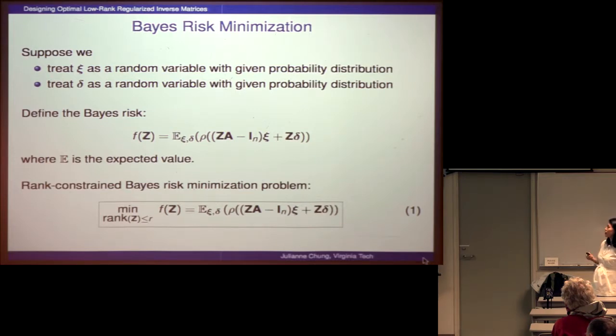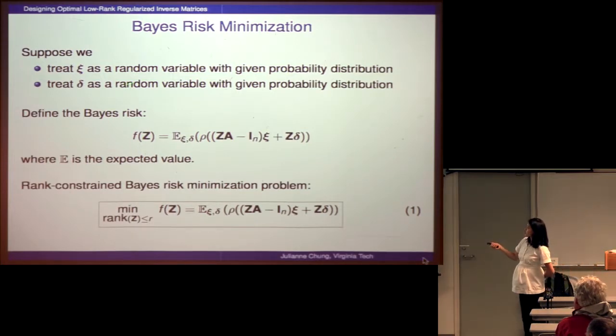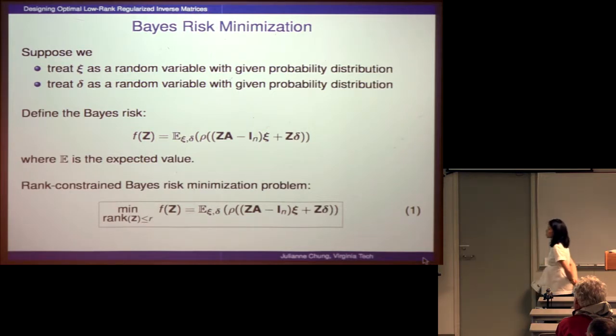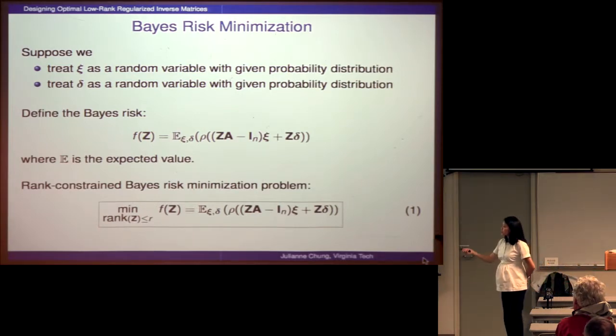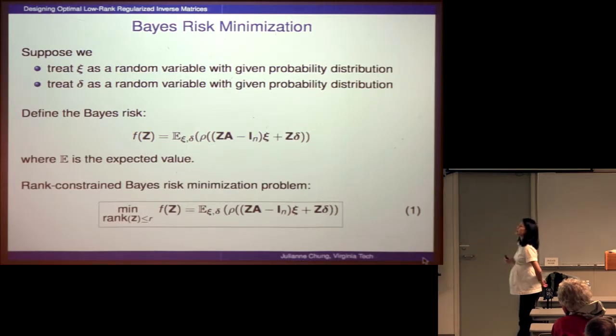So let's start with the theory part. In Bayes risk minimization, you treat your size as random variables with some distribution, delta as well, a random variable with some distribution. I'm going to go a little bit fast through this because it's exactly mimicking the first part of the talk. Then we define our Bayes risk to be the expected value over all possible size and deltas of this error function. This is the same error function from the previous slide.